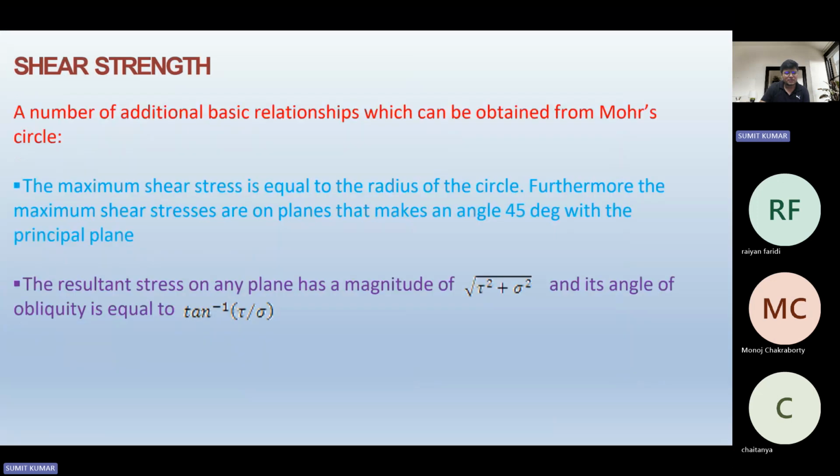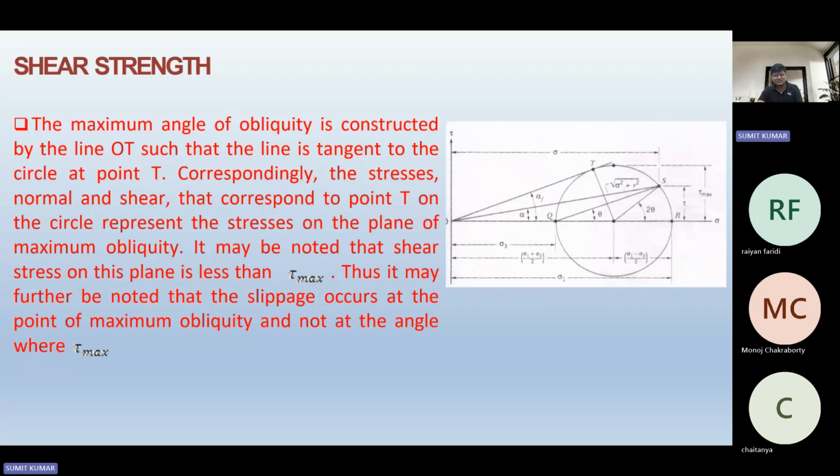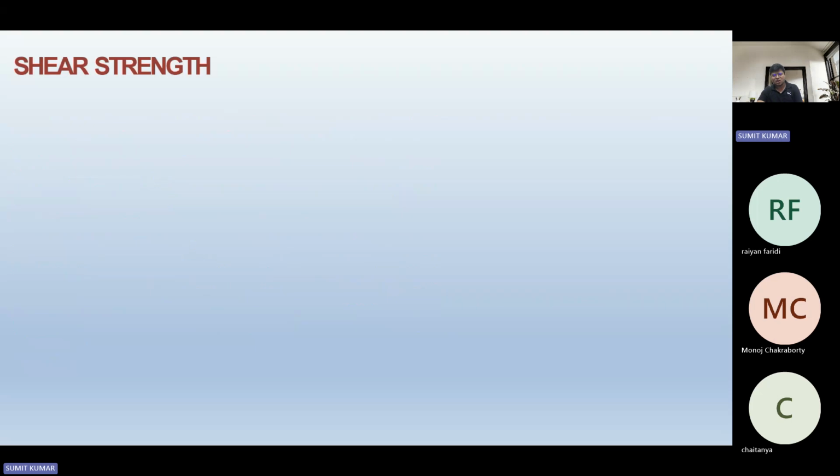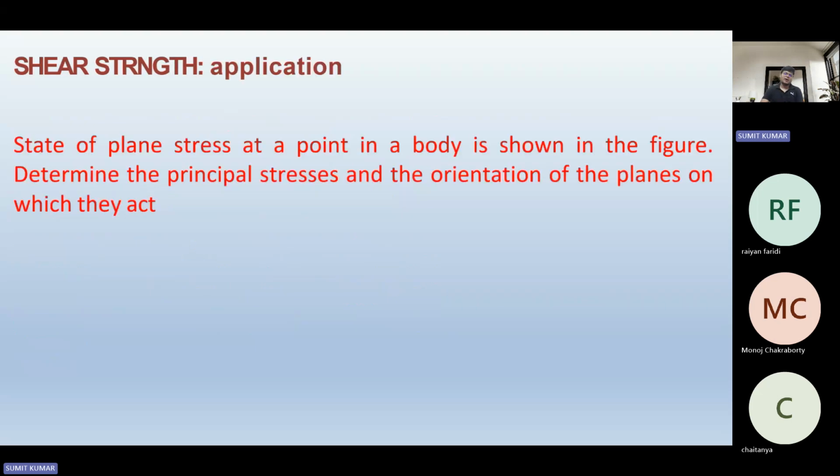Now we move to the problem associated with the same. The tau square plus sigma square equal to a square is already discussed in the previous PDF. And the radius is always the tau max value. When it is calculated from the center, its value is always greater than the radius. Now talking about the application of the shear stress.